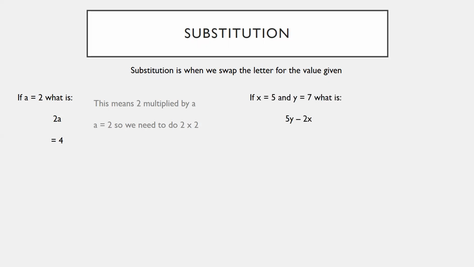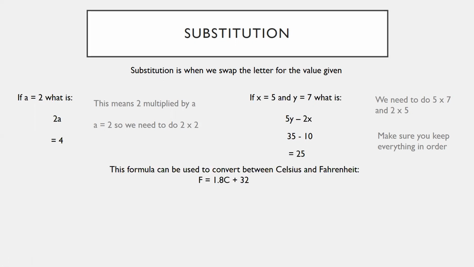And then here we've got x is 5 and y is 7, and we want to do 5y minus 2x. So we're going to have to do 5 times 7 because y is 7, and 2 times 5 because x is 5. And then that will give us 35, take away 10. We must make sure we keep these in order. So we have to put the answer to this part first, otherwise we could end up with a different answer. That will give us an answer of 25.